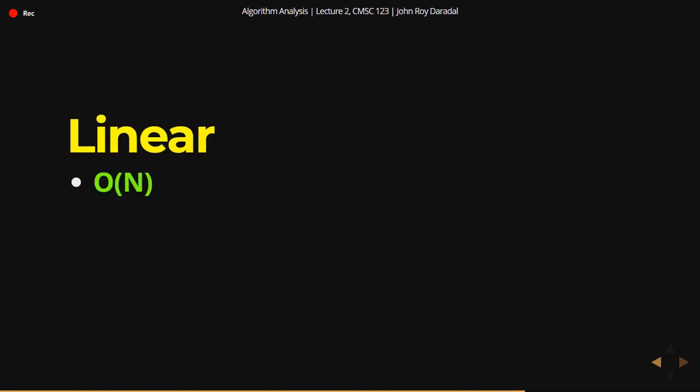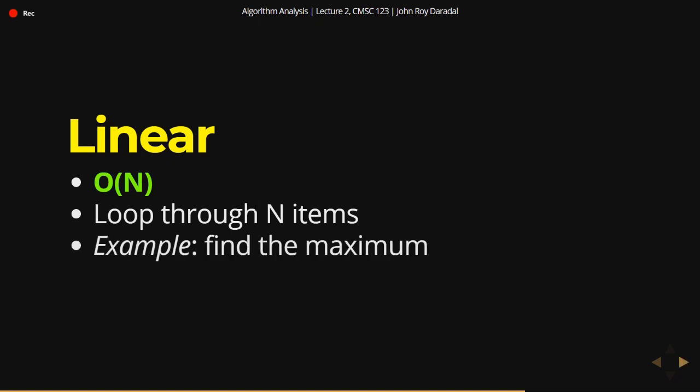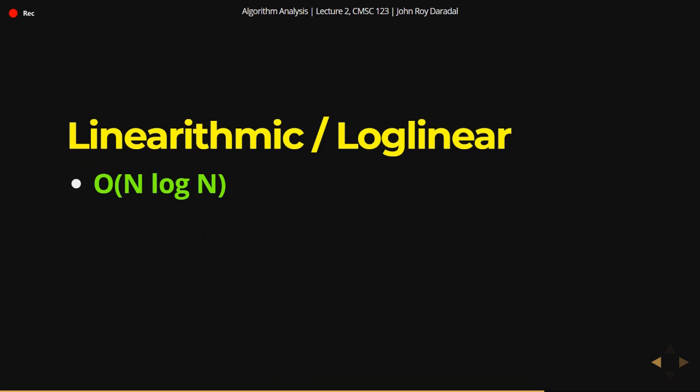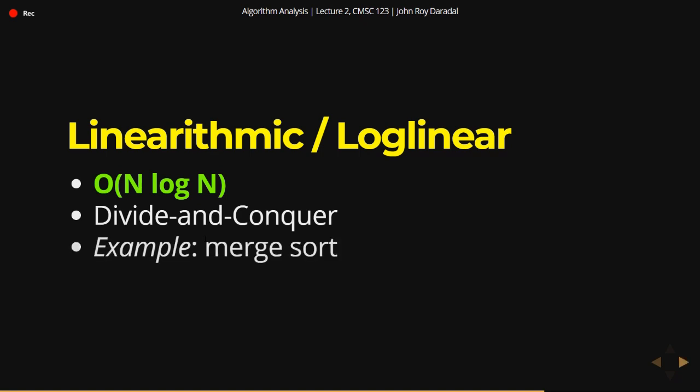Okay. Next, we have the linear running time, or O of n. So this is commonly seen when we loop through n items. So like finding the maximum, for example, then we have to loop through everything to find the max item, right? So it looks like this. For i from 1 to n, then you do something along that loop. Okay, so that's linear. Next, we also have the linearithmic, or the log linear running time, which is O of n log n. And we usually see this in divide and conquer algorithms like your merge sort. So you'll learn more about this in your ComSci 142 next semester.